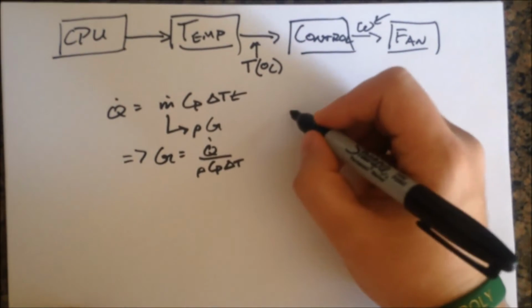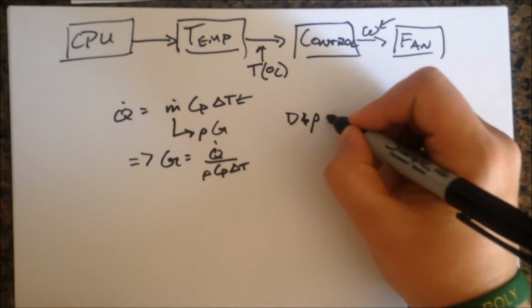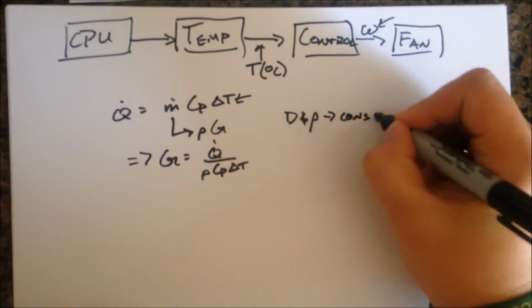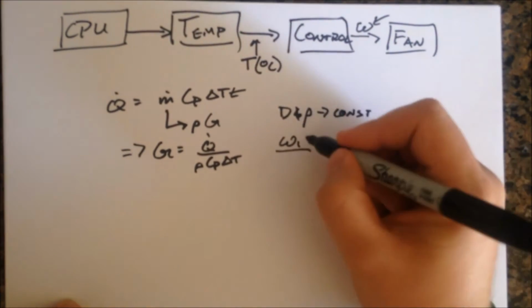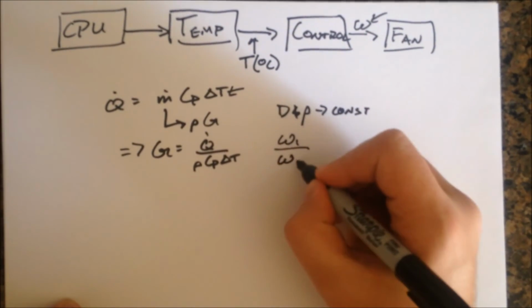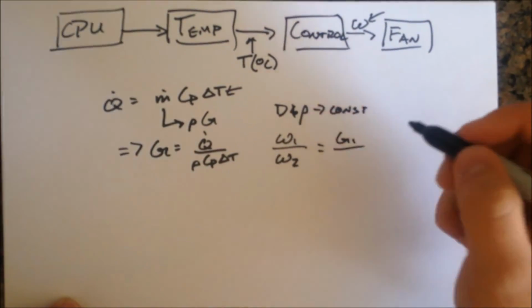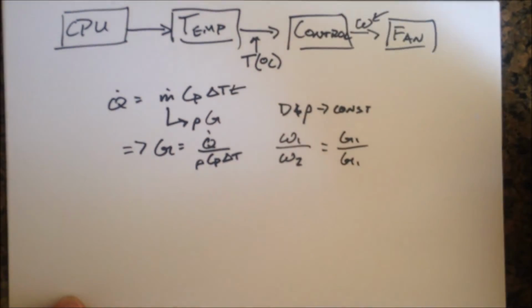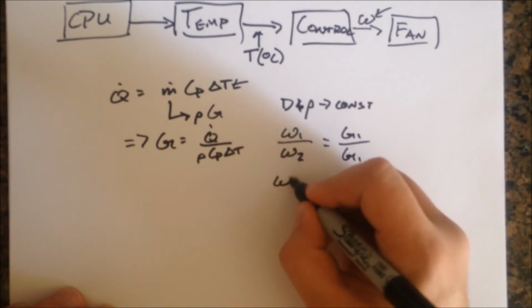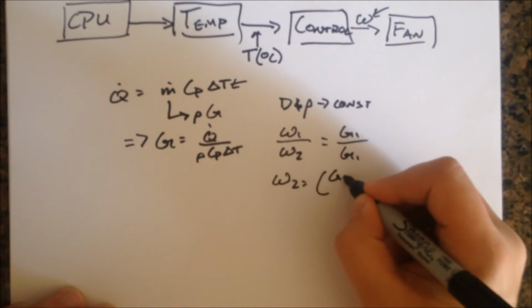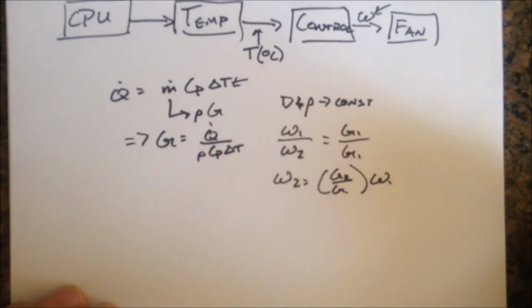And if we hold both the diameter of the fan and the density of the air constant, we can just keep them as a ratio of the initial omega and where it needs to be, with the volumetric airflow to begin with to what the volumetric airflow needs to be. So simply put, omega 2 is G2 over G1 times omega 1.